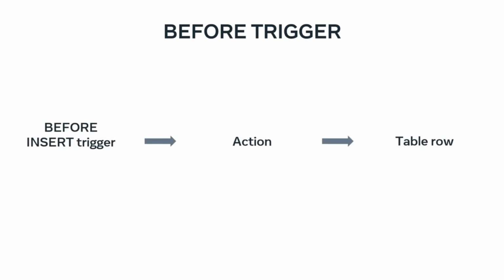Now, each time a new row is inserted into the table, the before insert trigger carries out the required action before it inserts a new value. Let's take a moment to explore some more types of triggers that Lucky Shrub can use.